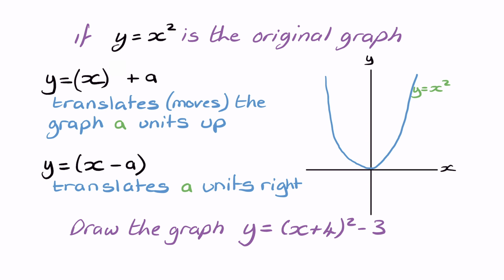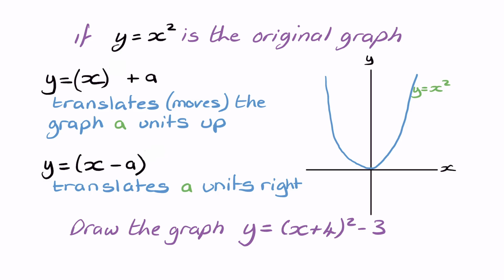Whereas if we were to add a number inside the bracket, as here, then this will translate the graph a units to the right. So if you notice here, this is negative. If this is a negative sign, then the turning point, the vertex, is going to move in the positive x direction. If this is positive, it will move in this direction. I'll quickly show you one example.